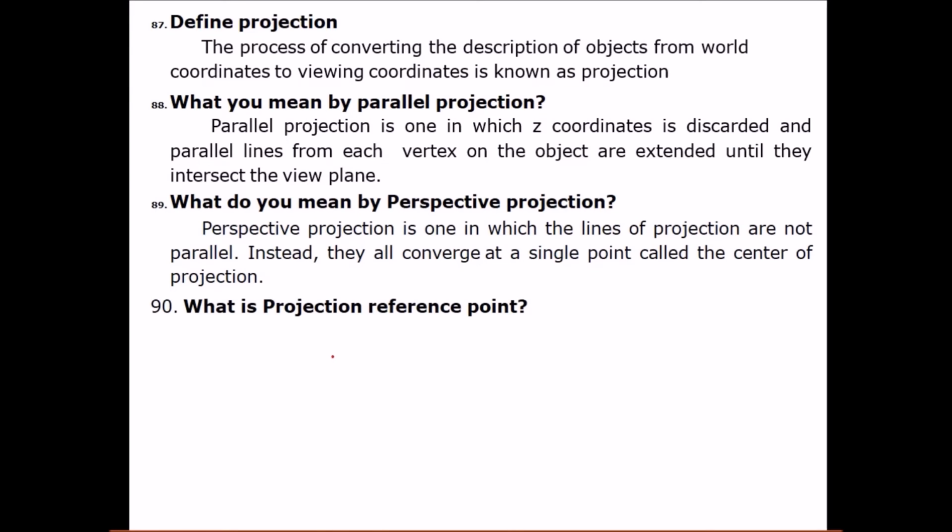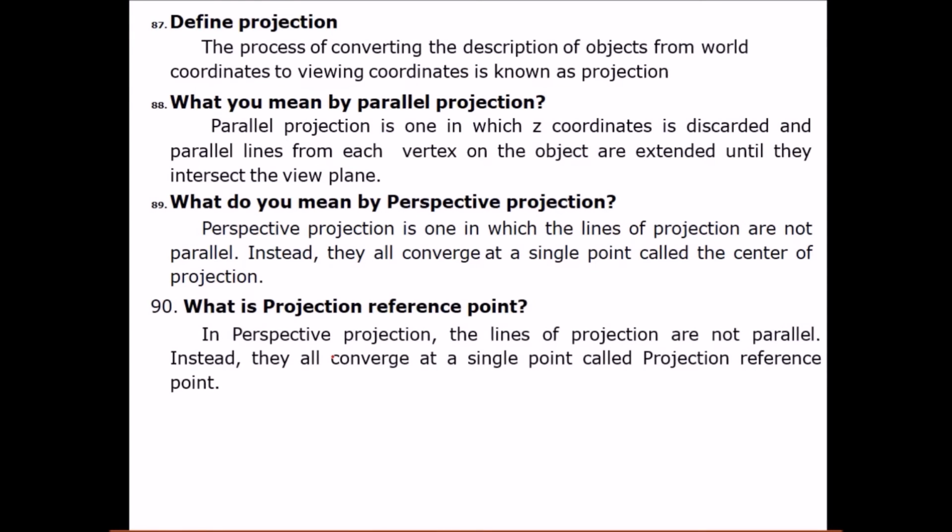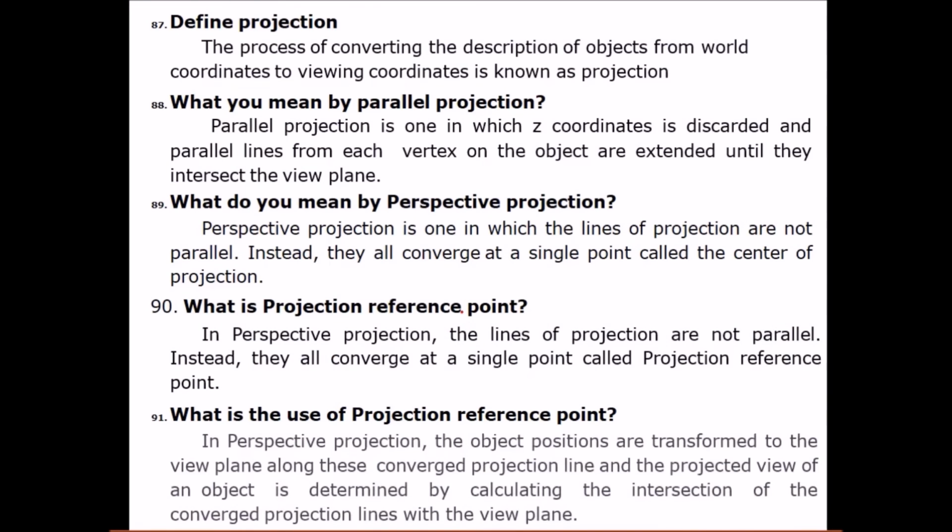What is projection reference point? In a perspective projection, the lines of projection are not parallel. Instead, they all converge at a single point, which is called the projection reference point. What is the use of projection reference point? In a perspective projection, the object positions are transformed to the view plane along these converged projection lines, and the projected view of that object is determined by calculating the intersection of the converged projection lines with the view plane.